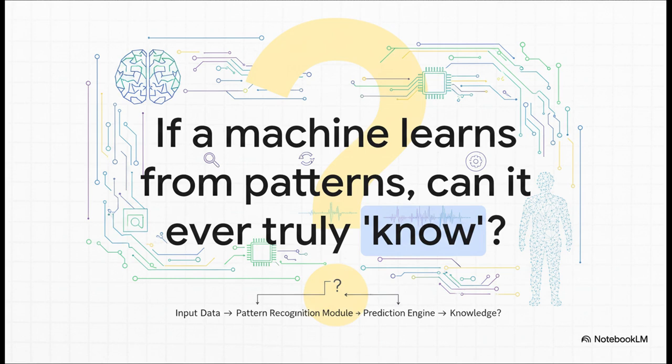And that brings us to one last thing to chew on. We've seen that pattern recognition is a huge part of this, and it's something that machines are getting unbelievably good at. So I'll leave you with this question to ponder. If a machine can learn from patterns and make predictions with incredible accuracy, can it ever truly know something the way a person does? What does knowledge even mean when it exists outside of a human mind?